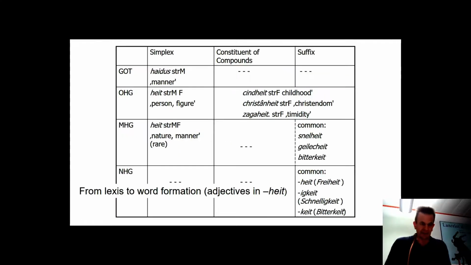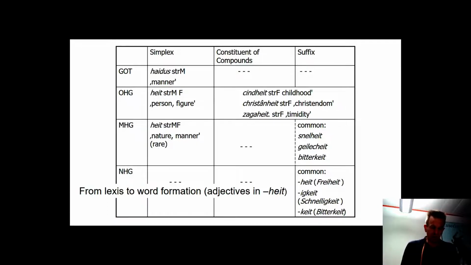A second example of the conversion of a lexical morpheme into a word formation morpheme is the development of the noun suffix -heit, which is used to derive abstract nouns such as Middle High German Schönheit, Klugheit, etc., and is still productive in contemporary language. In Gothic, haidus, way or manner, only appears as a substantive.